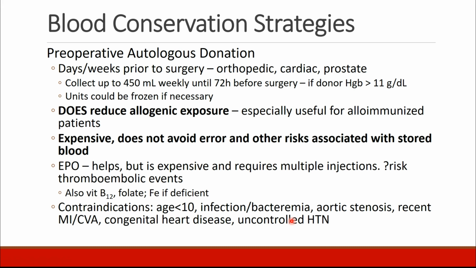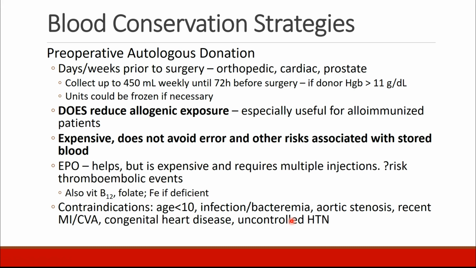There are several ways we can try to conserve blood and prevent transfusion. The first is a preoperative autologous donation or a directed donation. This is collection of blood in the days or weeks prior to surgery and is most commonly seen in high blood loss surgeries like orthopedic, cardiac, or prostate surgery. We can collect up to 450 milliliters every week until 72 hours before surgery. Of course, the donor has to have a significant hematocrit to begin. Usually we expect the donor's hemoglobin to be greater than 11 grams per deciliter.